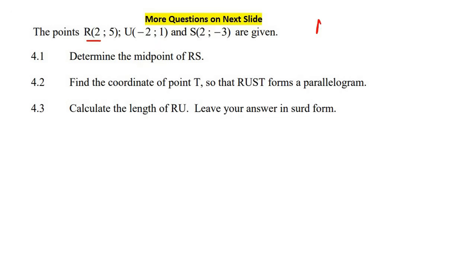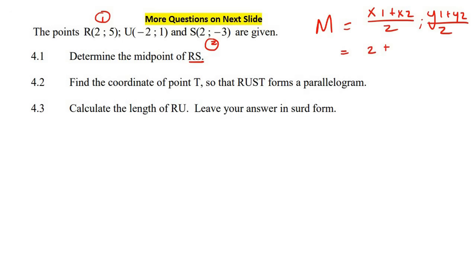Okay, so we know that to find the midpoint, we use the midpoint formula, which is x1 plus x2 divided by 2, and then y1 plus y2 divided by 2. So they said between R and S. So I'm just going to use R as my point number 1 and S as my point number 2. If we then work that out, we must take the x value of point number 1, which is a 2, and then the x value of point S, which is also a 2, and divide that by 2. If you work that out, you would get 2. Now for the y values, you would say 5 plus minus 3 divided by 2, and if you work that out, that is going to give you 1. So the midpoint will be 2 and 1.